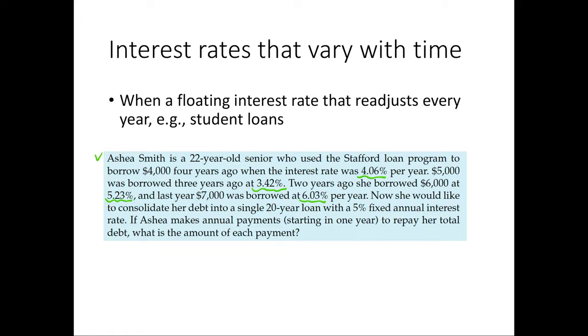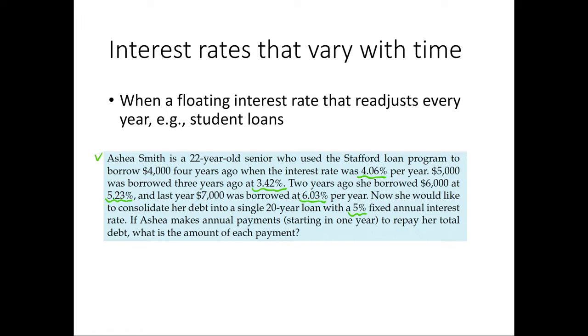That's very normal. Now she would like to consolidate her debt into a single 20-year loan. So she decided that she wants to pay off all the money she borrowed in the past 4 years in 20 years, and in those 20 years she has a fixed interest rate, which is 5%. So that's her cash flow diagram, and that's her plan.